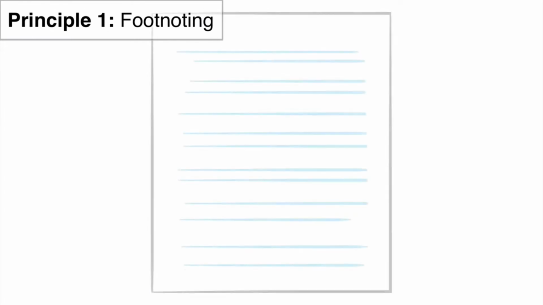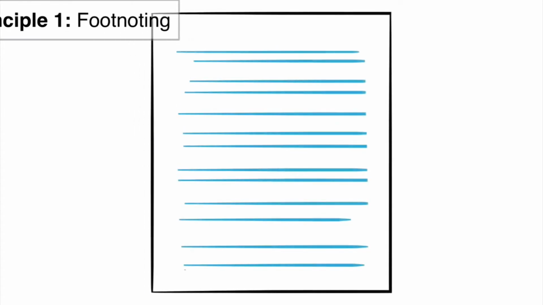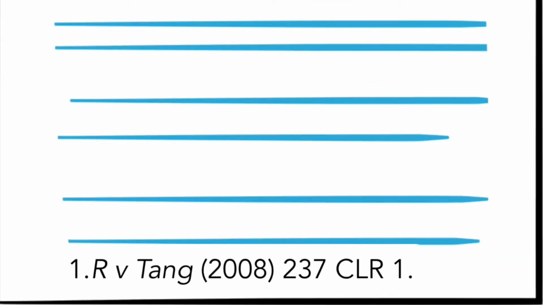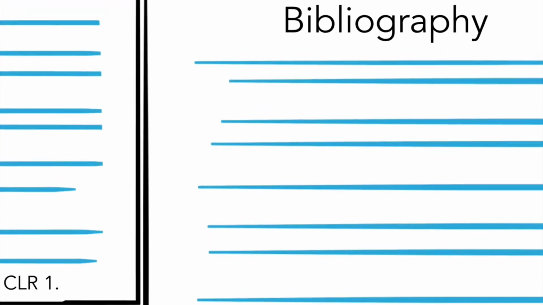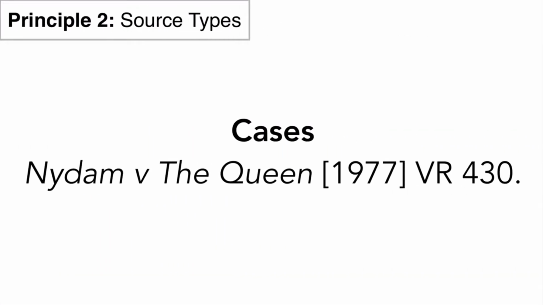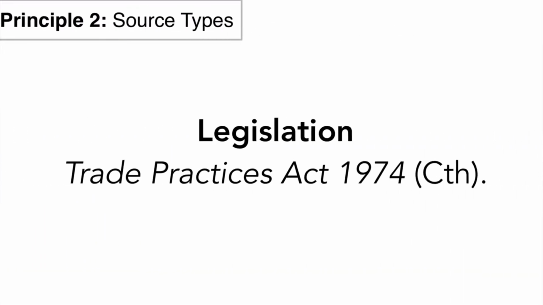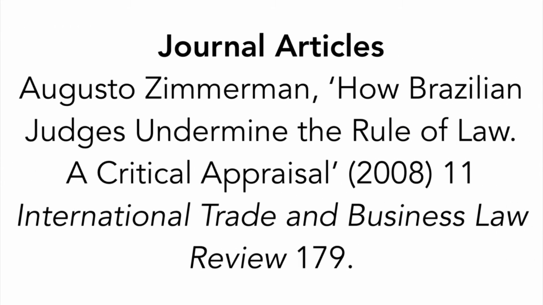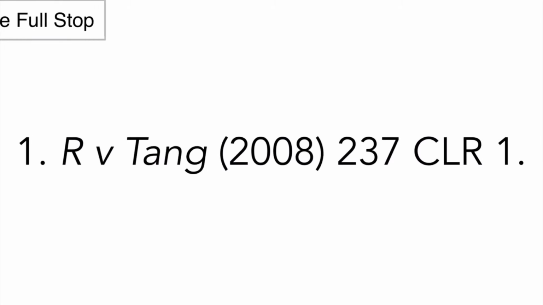1. AGLC is a footnoting style. That means that your in-text references, which tell the reader about your sources, appear as footnotes at the bottom of each page. These references also appear in a bibliography at the end of the document. There are different ways to cite different kinds of sources, like cases, legislation, and journal articles. Our other videos will cover exactly how to reference each source type.